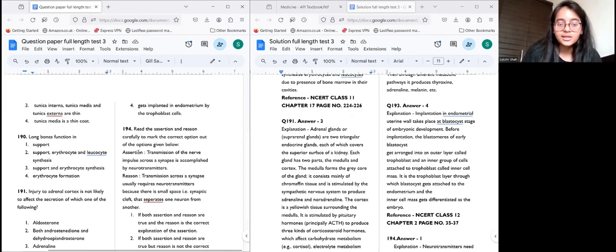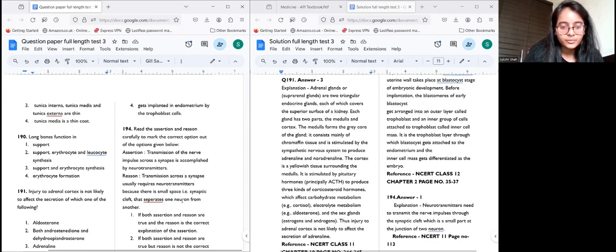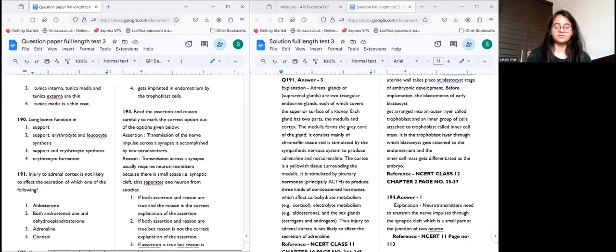Transmission across the synapse usually requires neurotransmitters. Why? Because there's a small space, the synaptic cleft, that separates one neuron from the other. It's perfect. So for 194, both statements are correct, that is, assertion and reason are true, and the reason is the correct explanation for the assertion.